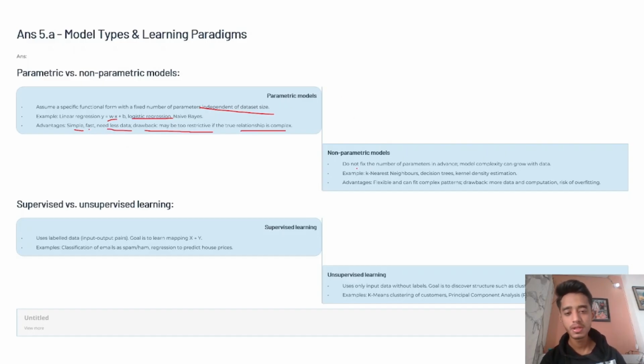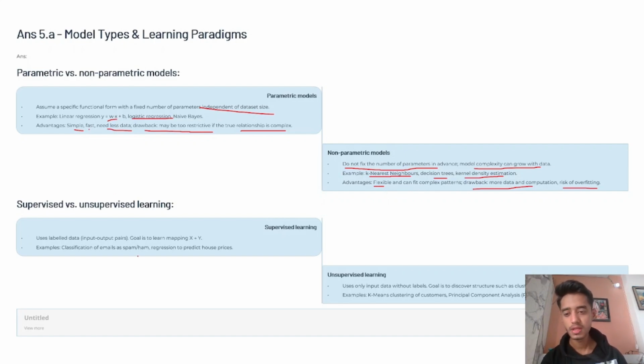Whereas non-parametric models do not fix the number of parameters in advance. Model complexity can grow with data. Example: KNN, decision trees, kernel density estimation. Advantages: it is flexible and can fit complex patterns. Drawback: more data and computation, and risk of overfitting.